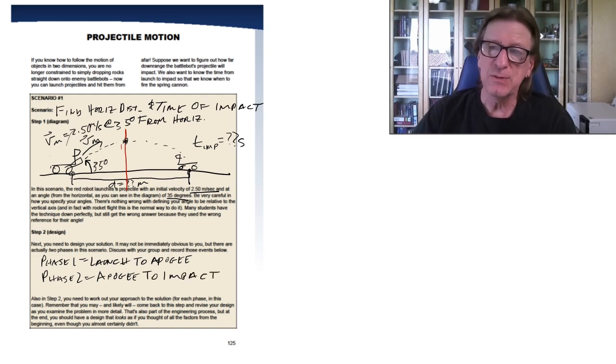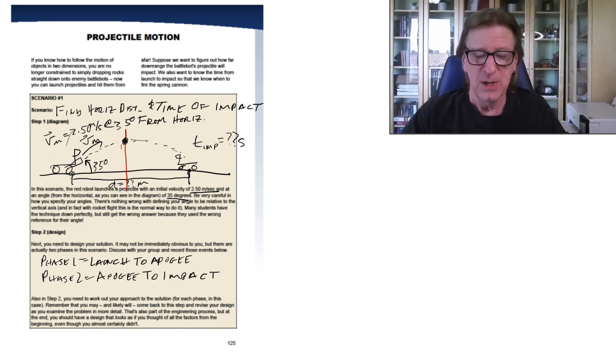Okay, and as I was saying, this final velocity, this velocity at apogee, is my final velocity after the launch phase. But then that same apogee velocity is going to be my initial velocity for the apogee to impact phase. And so that's going to connect us in there. Okay, so that's our basic idea. Turn over to the next page here.